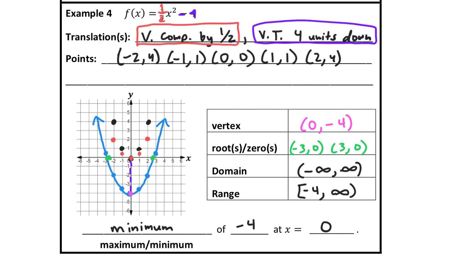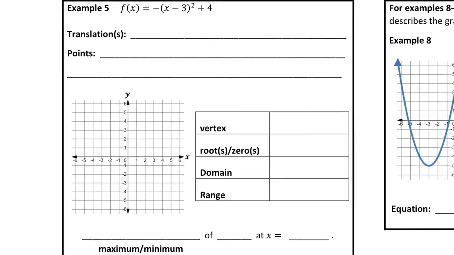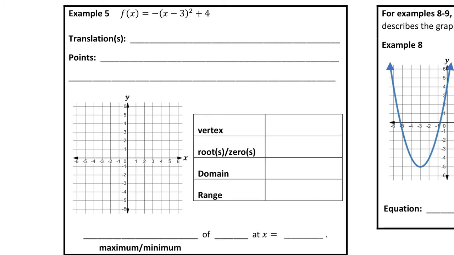Alright, so then let's go to example 5. Zoom out a little bit so we can see the full graph. Okay, so here we have a couple things happening. We have a negative in front, so there's a reflection. Then there's a -3, and then there's a +4. So that means that there's a reflection over the x-axis.